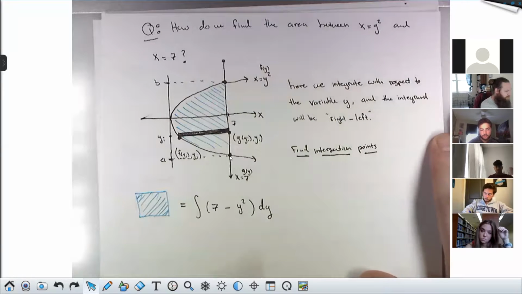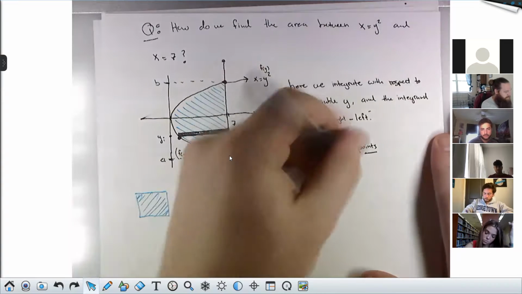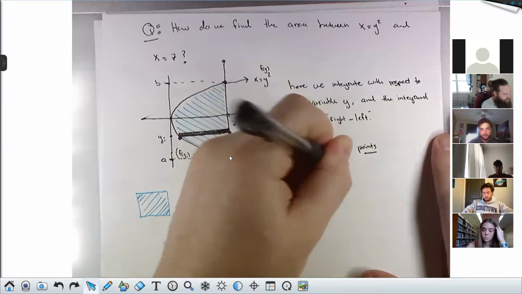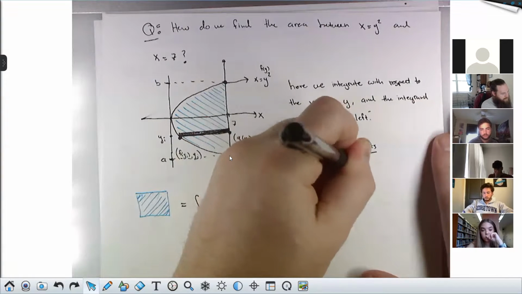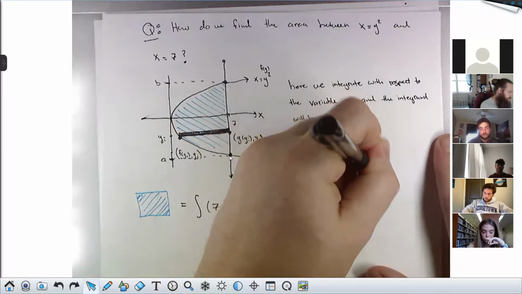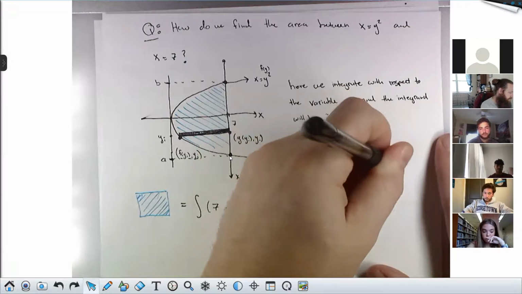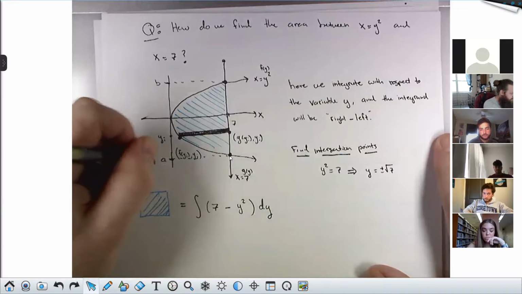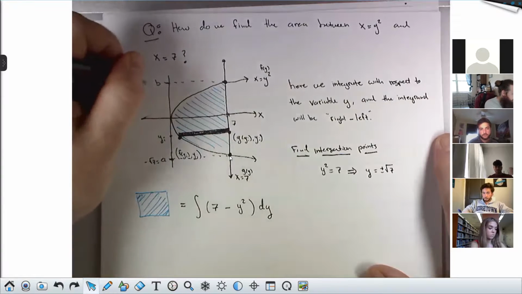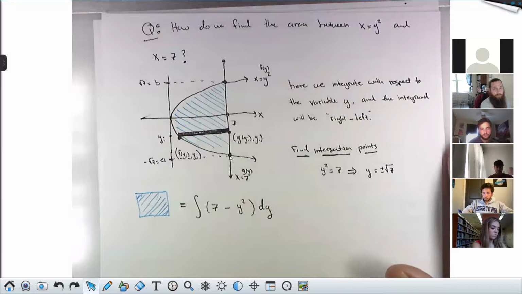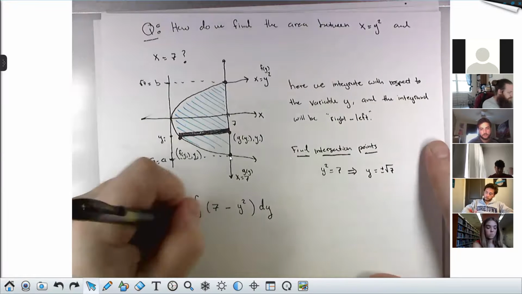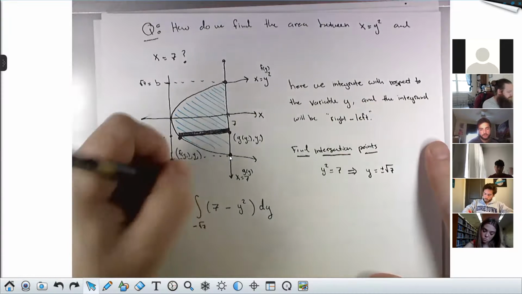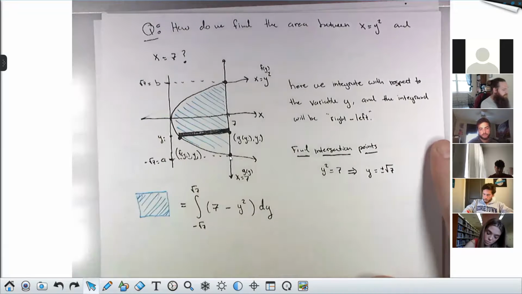All right. So to do that, I just set the two functions equal to each other. That would mean that y is equal to plus or minus the square root of 7. So this guy is negative square root 7, and this guy is positive square root of 7. So your integral here would be the integral from negative square root of 7 to positive square root of 7, of 7 minus y squared. And that integral is done dy with respect to y.